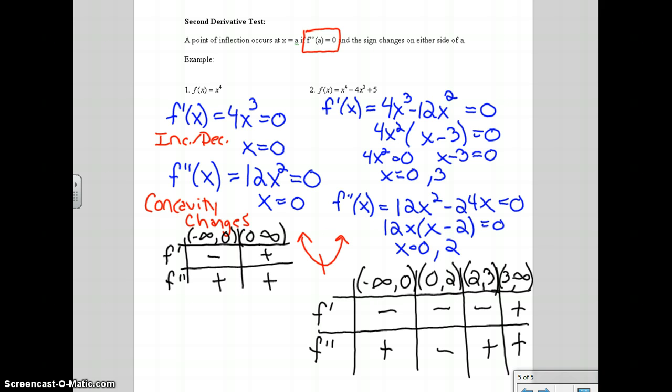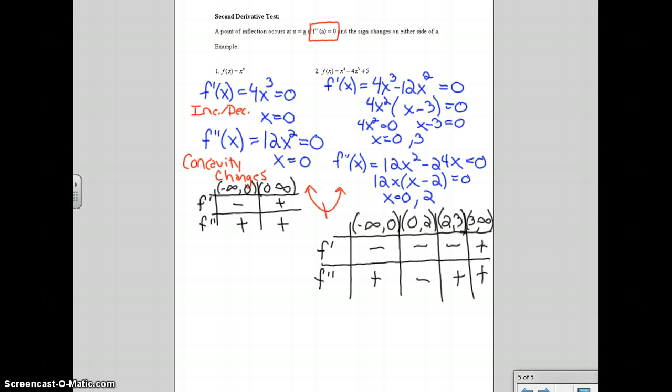So once you choose your test values, I chose -1 for negative infinity to 0, and I got first derivative negative, second derivative positive. You can choose 1 for the 0 to 2 interval, 2.5 for the 2 to 3 interval, and maybe 4 for the 3 to infinity interval. But your sign diagram should come out to negative, negative, positive for the first derivative, and positive, negative, positive, positive for the second derivative. So here is where our analytical thinking is going to come into play. How do we wind up using the information from the sign diagram to make a sketch of what our graph should look like?